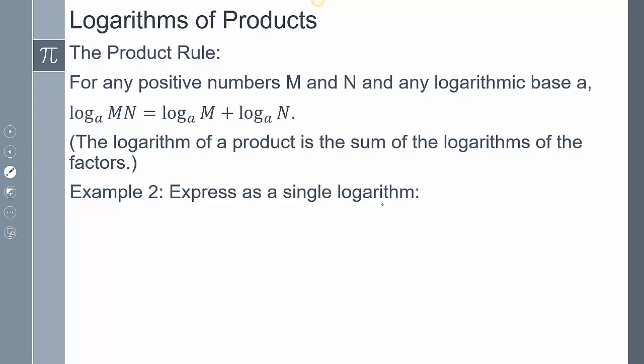Now in this order, I want to express it as a single logarithm. So if I had log base 2 of p to the third plus log base 2 of q, this p to the third is m, this q is n, and I want to combine them together. So basically I'm going in this direction. And so I can express these two values here as products. And so I get log base 2 of p to the third times q.